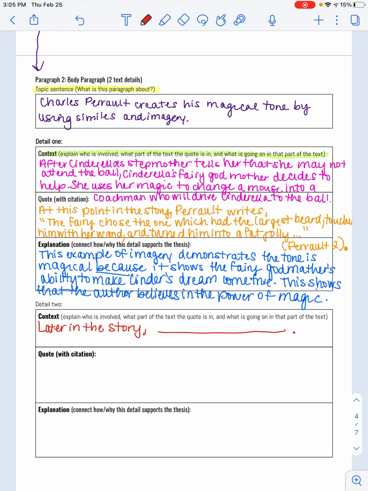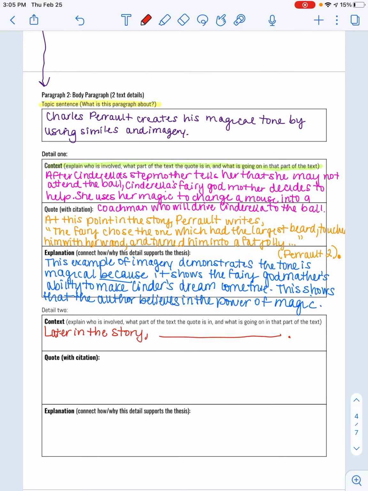Perrault uses a simile, so I'm going to put actually simile in this one. Perrault uses a simile to describe how quickly she runs as she races against the clock to get home before midnight. Okay? So now here, I'm going to use the lead-in. The text states, and I'm going to put my quote with my citation, and then I'm going to do my explanation again of 1 or 2 sentences.